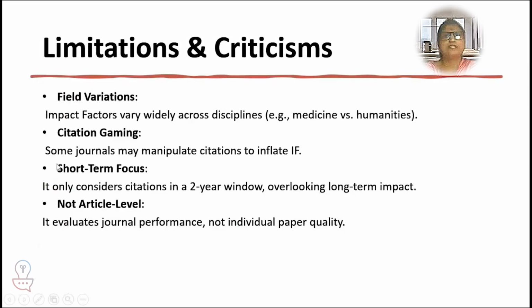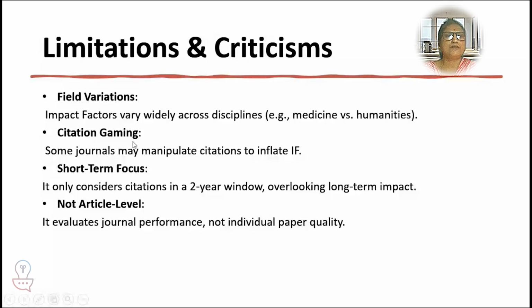But there are some limitations and criticisms of this impact factor because there are field variations. Definitely the articles from the medicine discipline will be cited more, will be read by most of the people. So impact factor varies widely across disciplines, while in humanities journals, there are low impact factors.